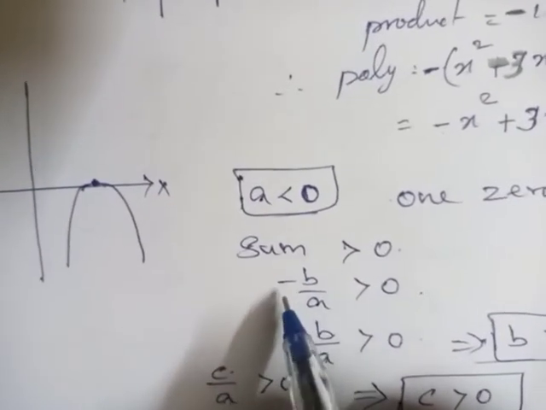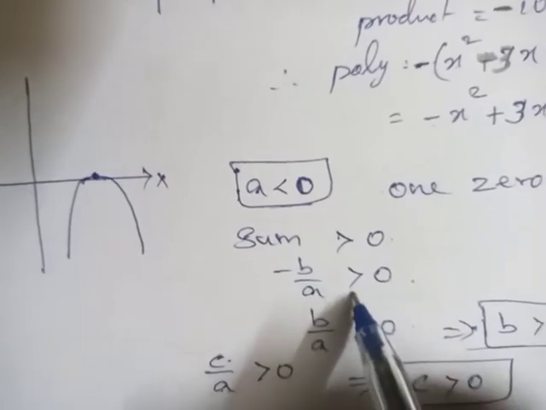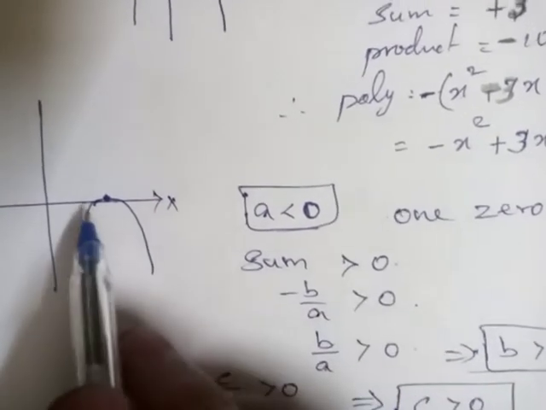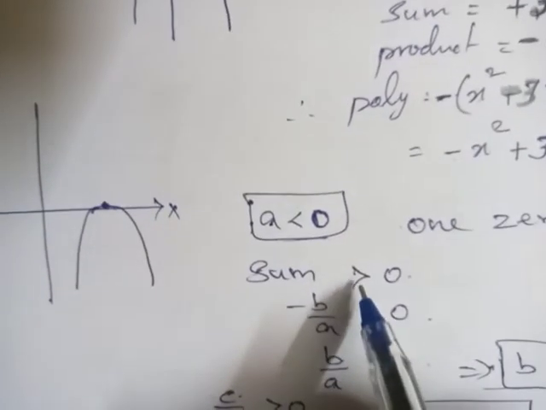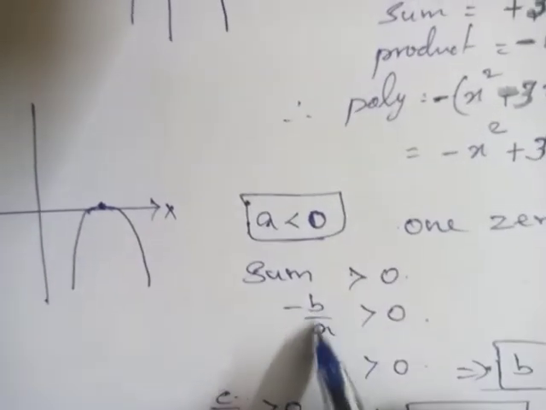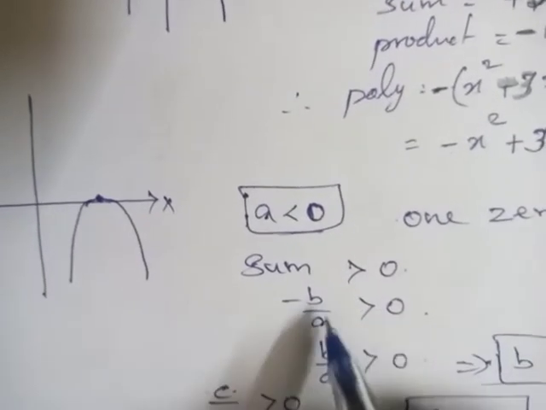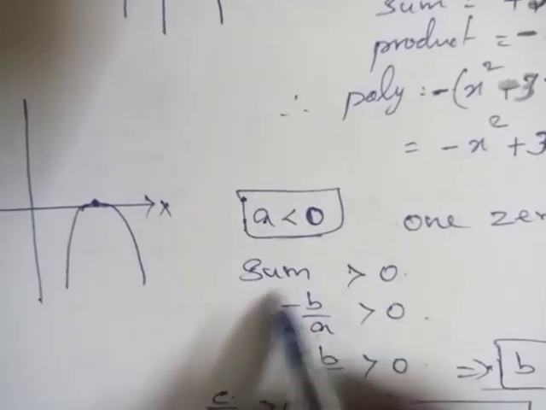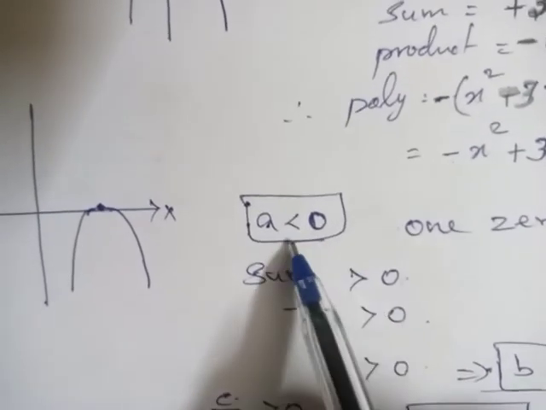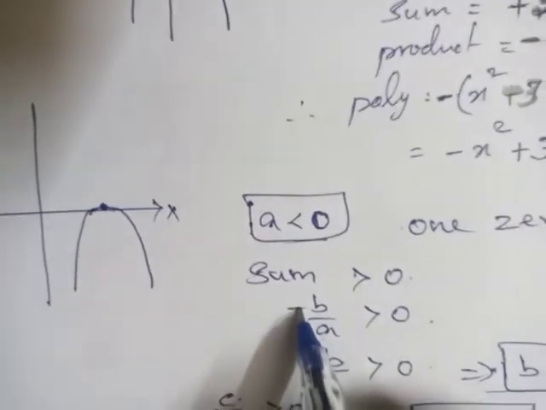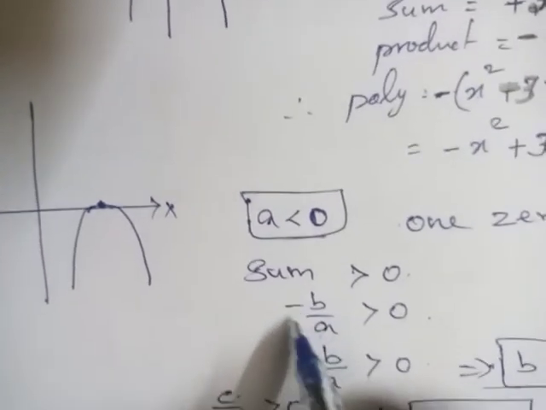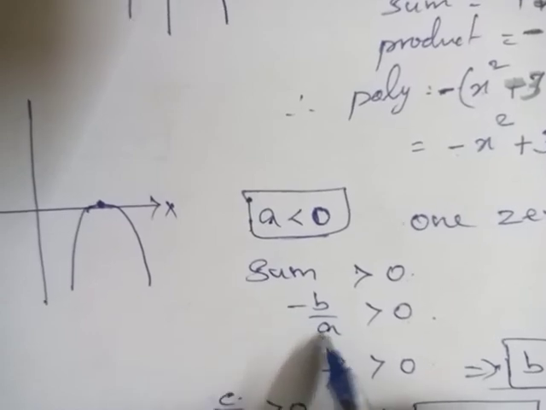Positive number only. Actually, the sum of the zeros is denoted by minus B by A, that is greater than 0, right? Because the two roots are on the right-hand side, therefore definitely it will be greater than 0. So minus B by A is greater than 0. So this term becomes greater than 0 means, see, consider this, A is less than 0. So A is negative, this is negative. Here already one negative is there. So minus this also negative, this also negative, both get cancelled.